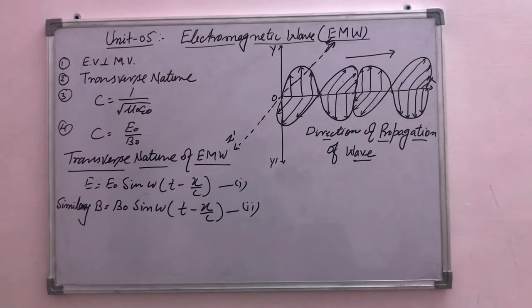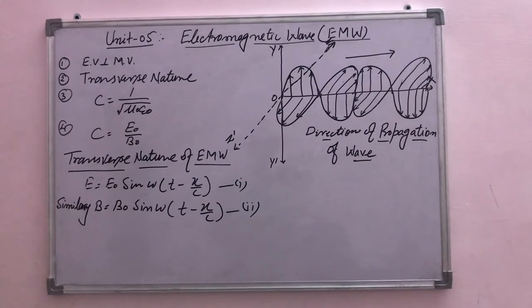So this is the explanation, and we can write the definition in such a way that the electromagnetic wave consists of sinusoidally time varying electric and magnetic fields acting at right angle to each other as well as right angle to the direction of propagation of wave. So this is the definition. Now in your syllabus, next is what are the properties of electromagnetic wave.